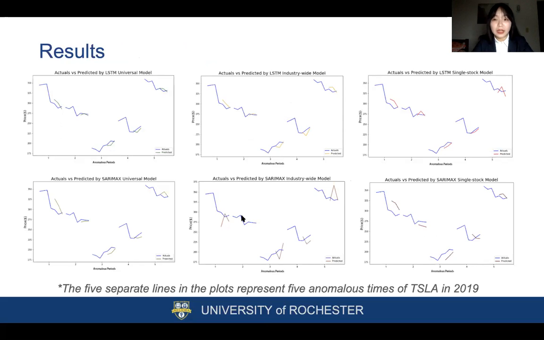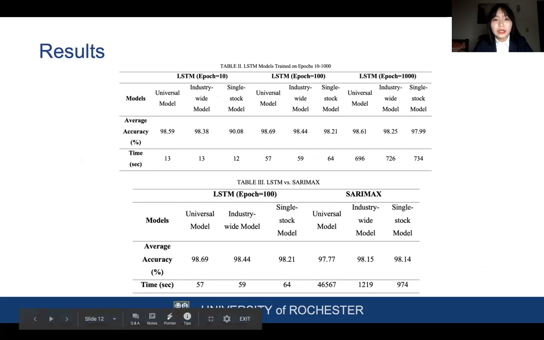Our interest here is not only to see whether training datasets would result in different predicted values for the same stock, but also to compare the performances of LSTM and Max models with their same training and test datasets. This is the reason why we had 6 figures over here, as you can see. Then here is the table comparing their accuracies and time cost by LSTM and Max.